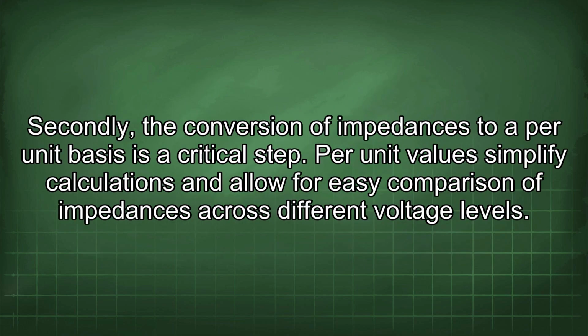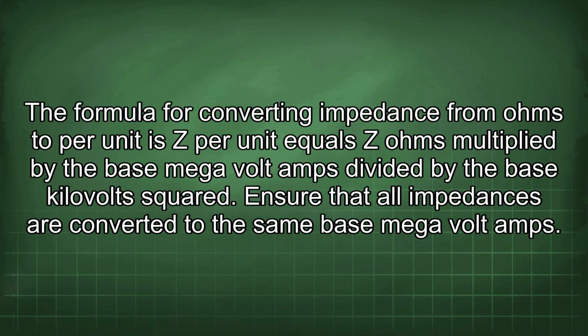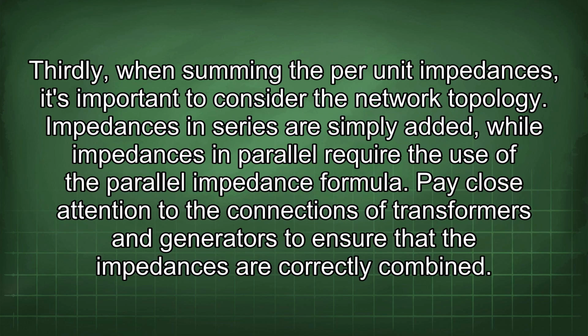Secondly, the conversion of impedances to a per unit basis is a critical step. Per unit values simplify calculations and allow for easy comparison of impedances across different voltage levels. The formula for converting impedance from ohms to per unit is Z per unit equals Z ohms multiplied by the base megavolt amps divided by the base kilovolts squared. Ensure that all impedances are converted to the same base megavolt amps. Thirdly, when summing the per unit impedances, it's important to consider the network topology.